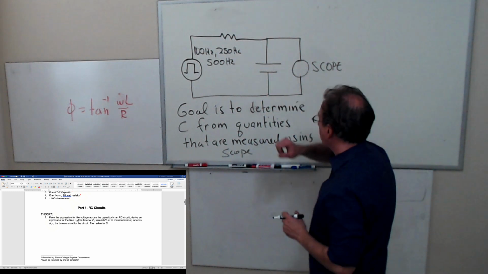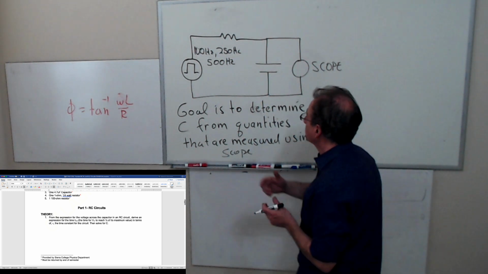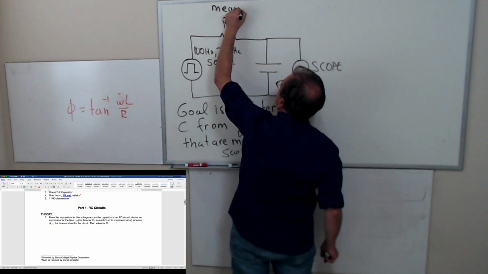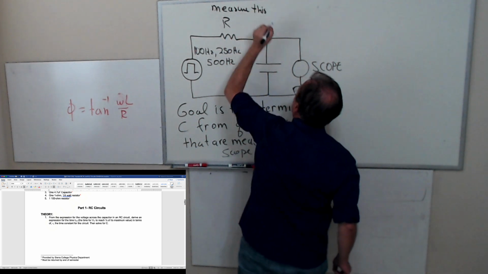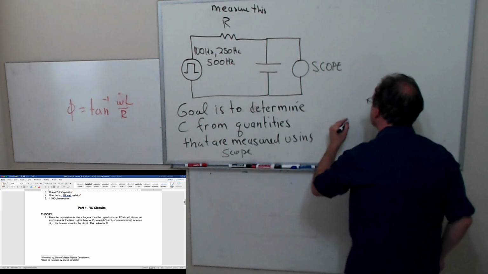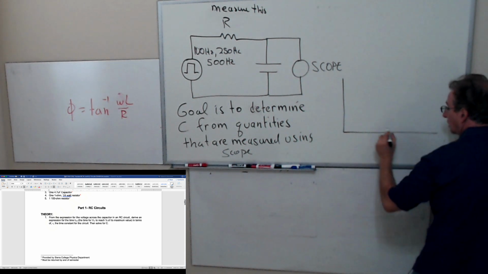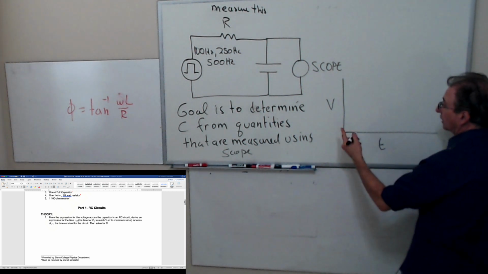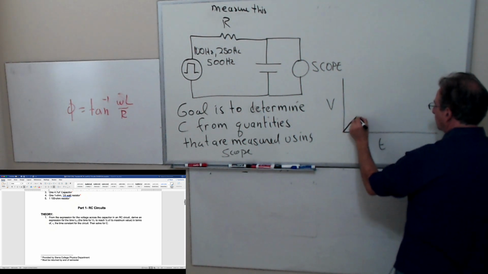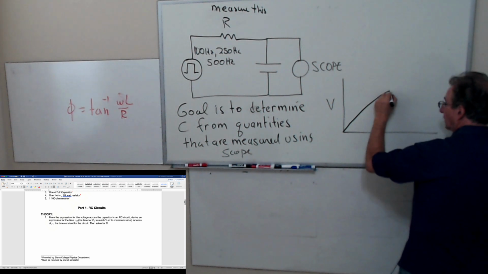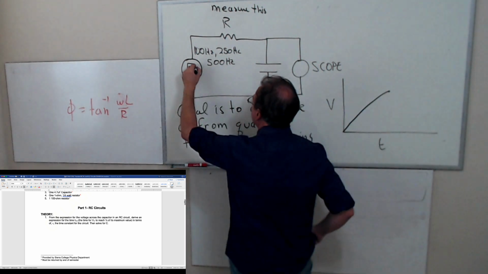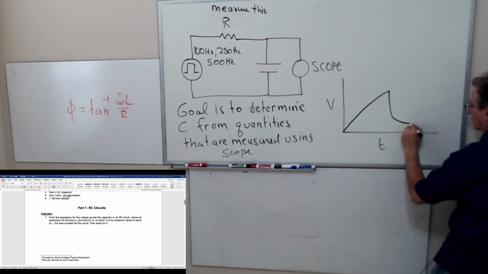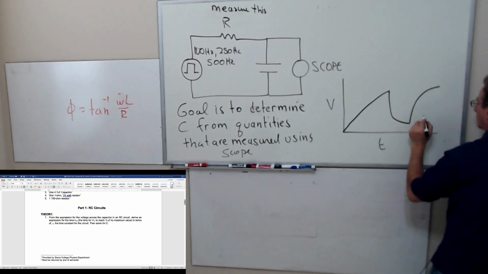So this is the setup for the lab, and so you're going to have your signal generator, your resistor, and you're going to measure this. And you're going to observe the voltage as a function of time on the scope. And we've talked about how the capacitor charges up. It charges up exponentially. But if I have a square pulse, once I turn the power supply off, the capacitor then will discharge and then charge. That's why I put a picture.